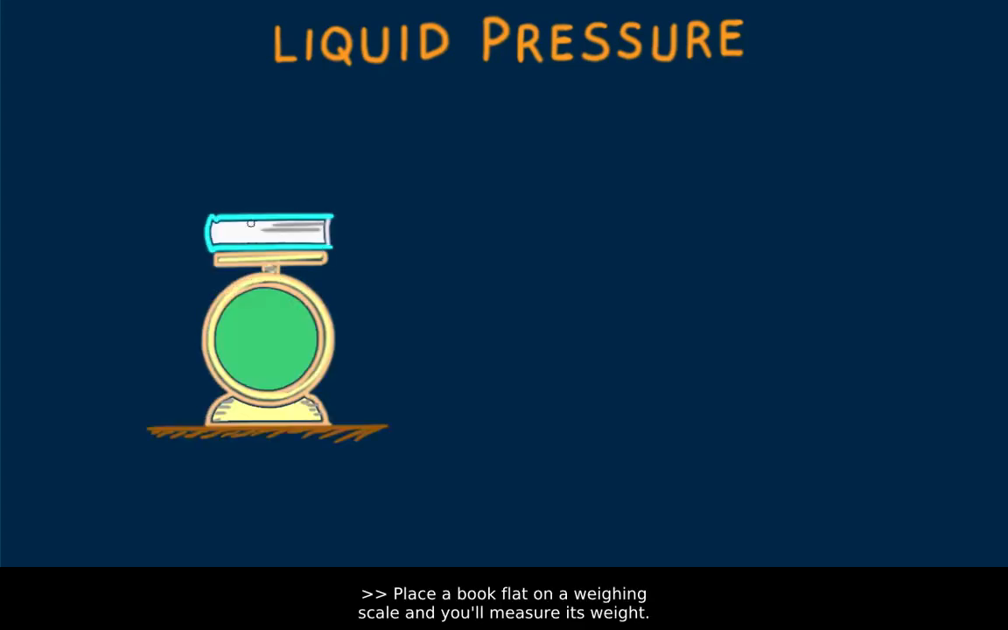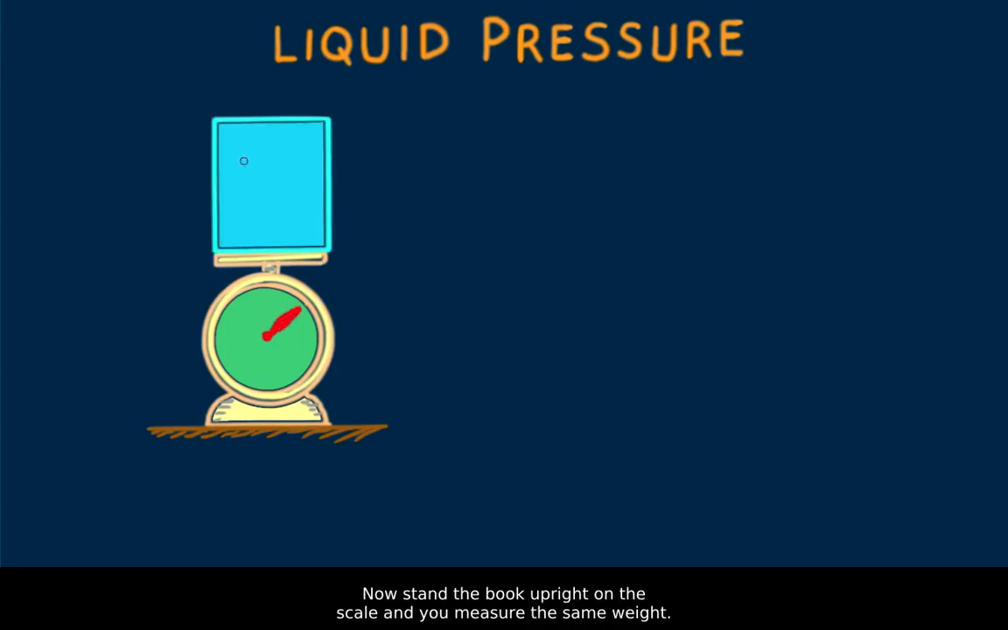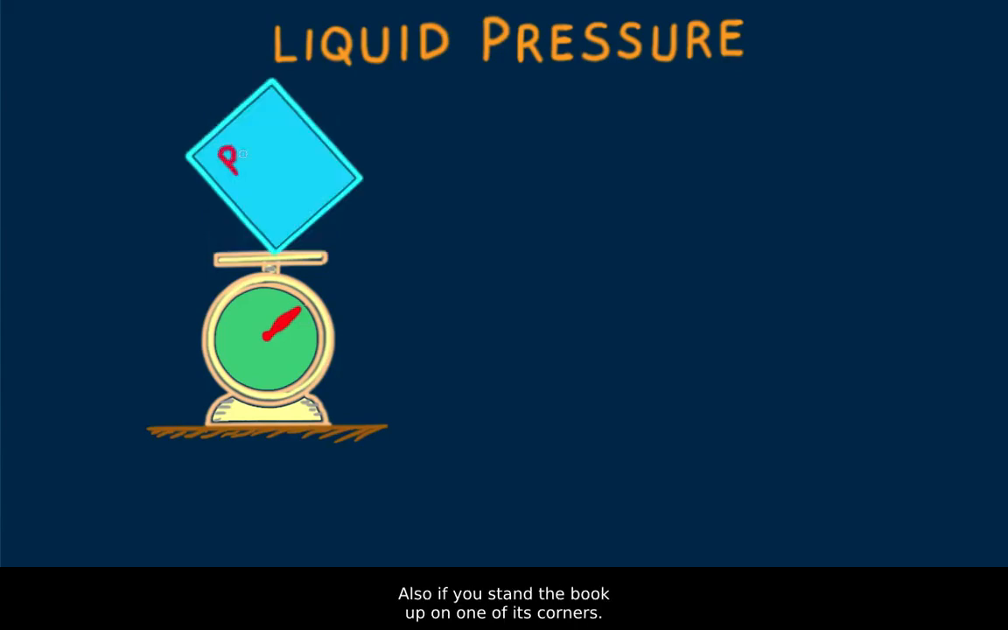Place a book flat on a weighing scale and you'll measure its weight. Now stand the book upright on the scale and you measure the same weight. Also, if you stand the book up on one of its corners.